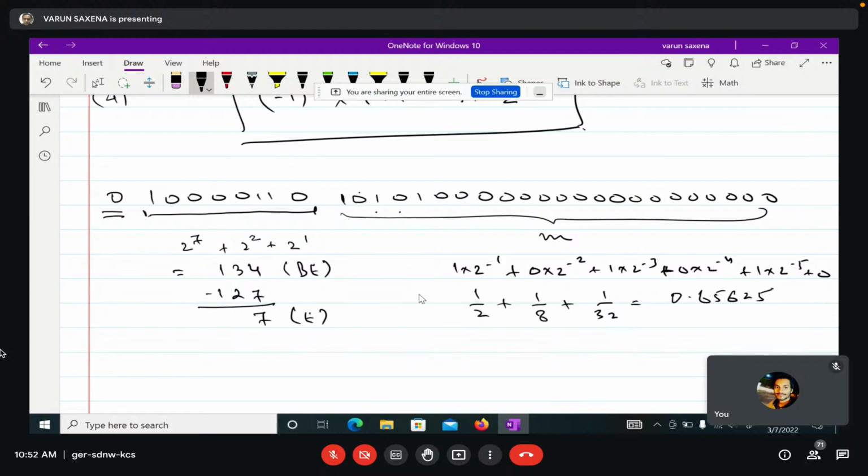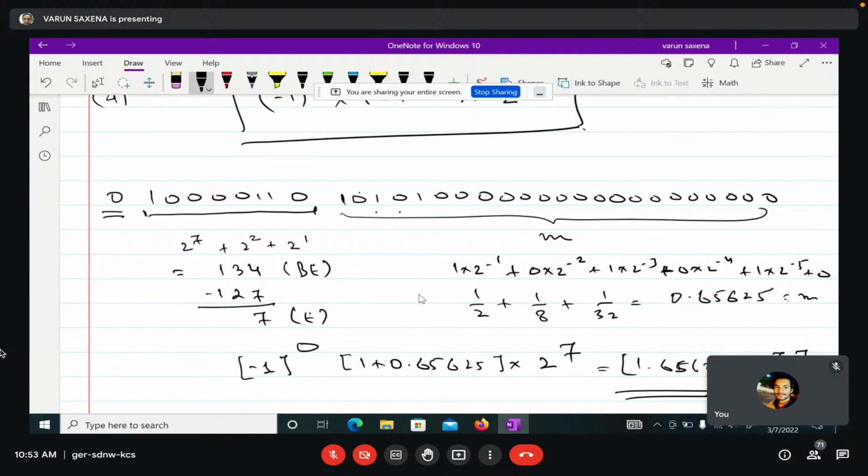Okay, so this Mantissa का value आ गया है decimal format में. So now your decimal number is minus 1 to the power of sign, which is 0. Sign bit is 0. So it is 1 plus 0.65625 into 2 to the power of 7. So whatever this is, this is nothing but 1.65625 times 2 to the power of 7. This is your decimal number, जो भी calculate होके आता है. Okay. So that's it. So this is how we represent numbers in 32-bit format.